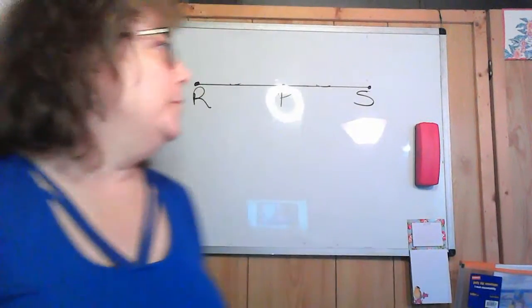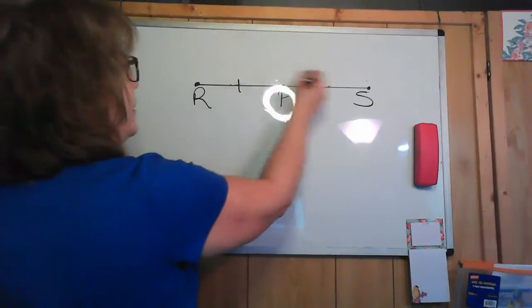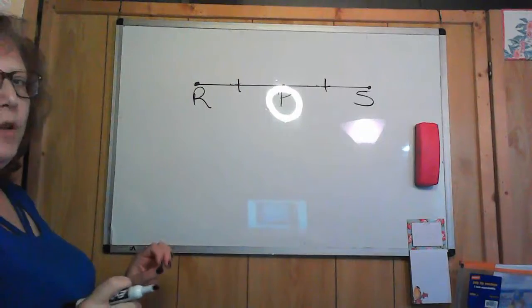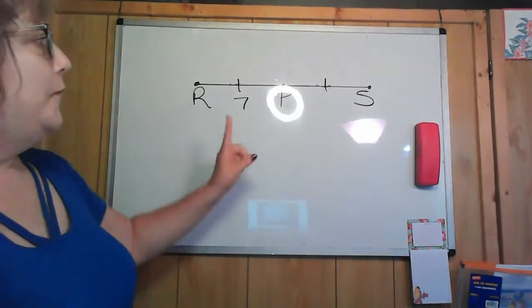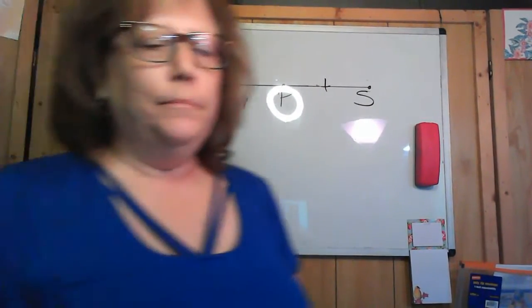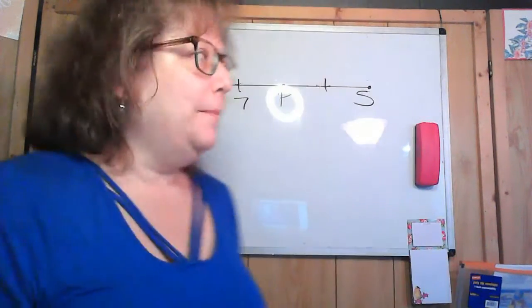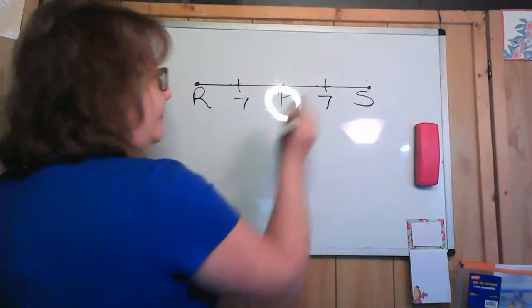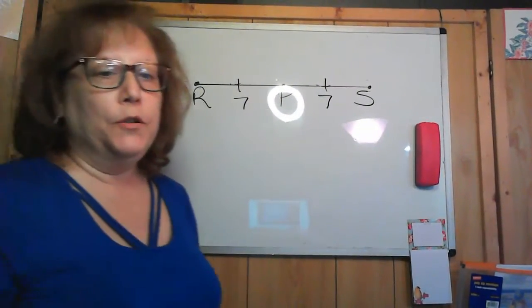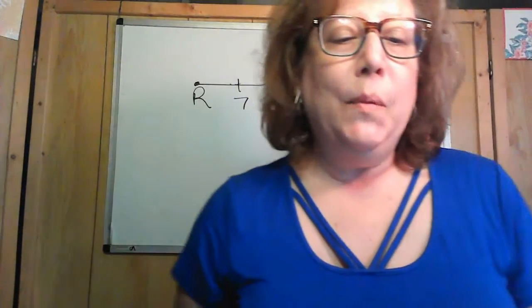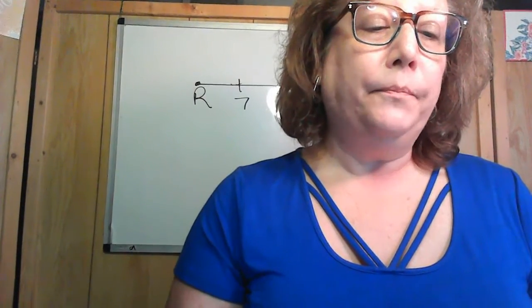Now, I don't have a whole measurement, but I do know that this is congruent with this. That's what those straight lines mean. And I know that that's 7. So if I know that that is 7, I have some information then to be able to know that that is 7. This is midpoint, and I know these are congruent. And the little red lines tell me they are.